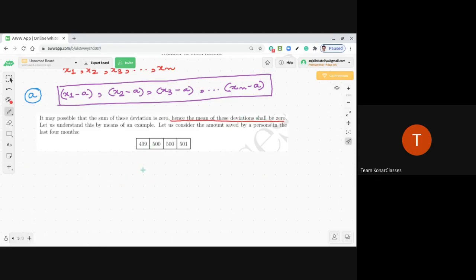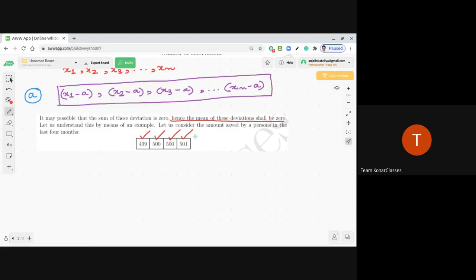Let us consider the amount saved by a person in the last 4 months. In the first month, the amount saved is rupees 499. In the second month, it is rupees 500. In the third month, it is rupees 500. And in the fourth month, it is rupees 501.